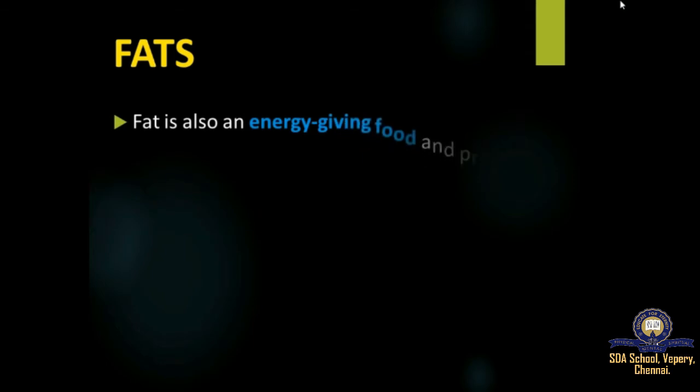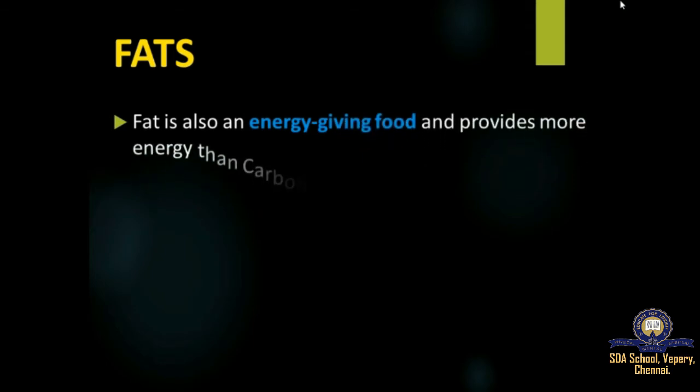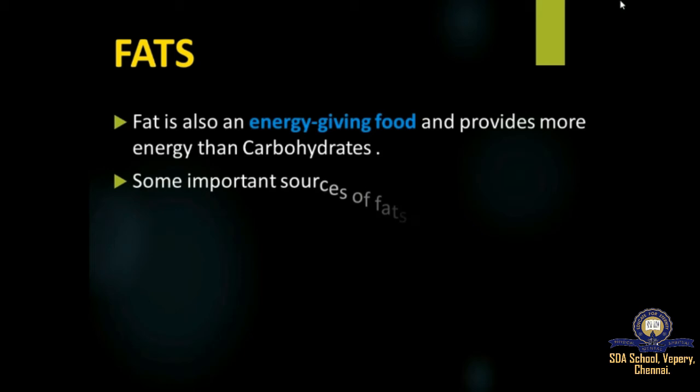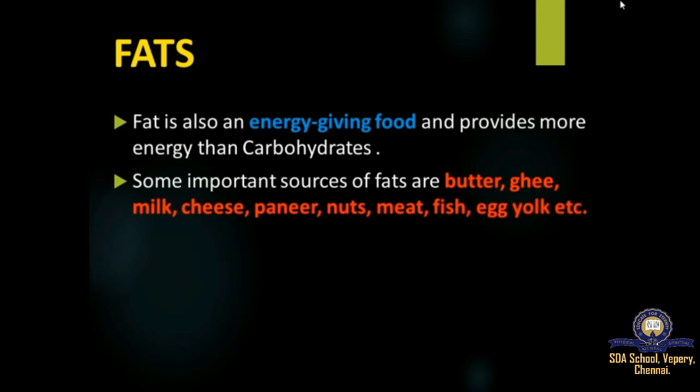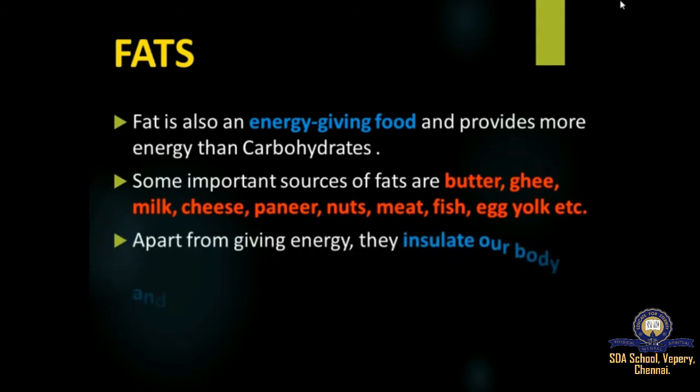Got it, students? Next we'll move on to fats. Fats are also an energy giving food, and they provide more energy than carbohydrates. Some important sources of fats are butter, ghee, milk, cheese, paneer, nuts, meat, fish, egg yolk, etc. Apart from giving energy, fats also insulate our body and protect the cells.